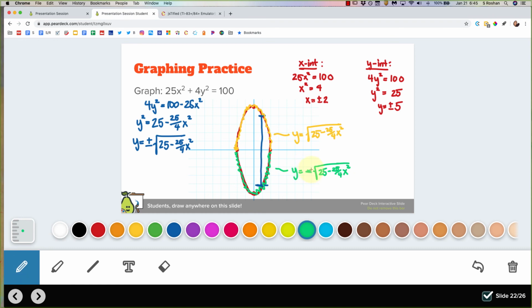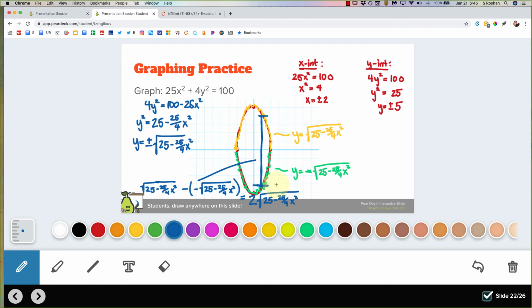back to what we were saying. To find this blue length here, I would do top curve minus bottom curve. So the square root of 25 minus 25 fourths x squared minus the negative one is simply going to be 2 times the square root of 25 minus 25 fourths x squared. And you'll see how we're going to use that in some applications coming up with ellipses that are very popular on the AP exam.